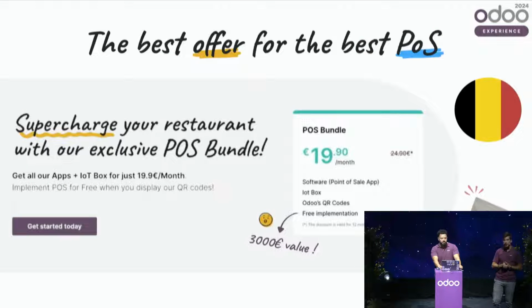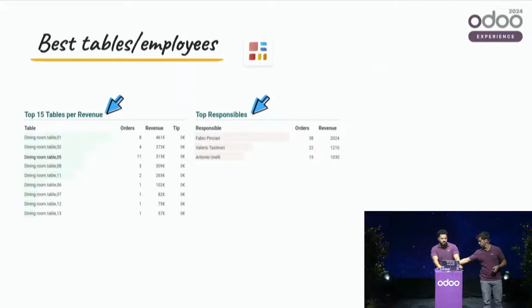Table and employees, so you can award the best employees of your restaurant thanks to the different reports. And then you also have the revenue by table, so you can properly organize your table plan.